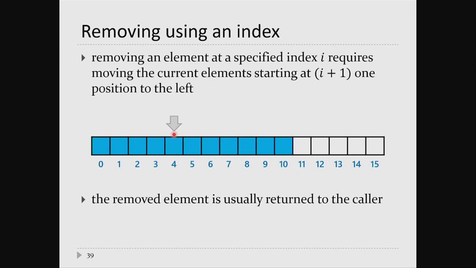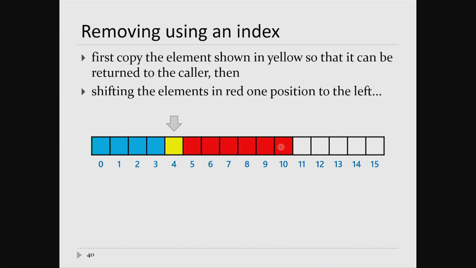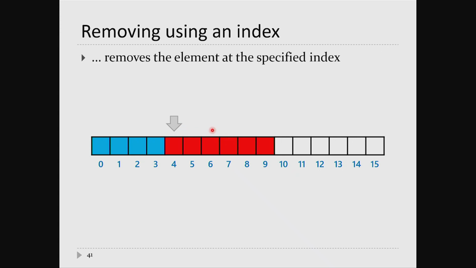Okay, so if I want to remove the element at index 4, you're going to move the elements in red one position to the left. You're going to start at position 5, and move the element to the left. You're not going to start from the end, because if you move the end element over one to the left, you overwrite an existing element. So after moving the elements one to the left, you just overwrite the element that you want to remove. So 5 into 4, 6 into 5, 7 into 6, and so on.